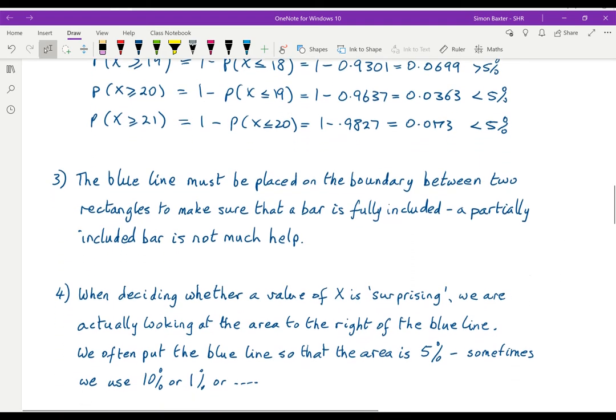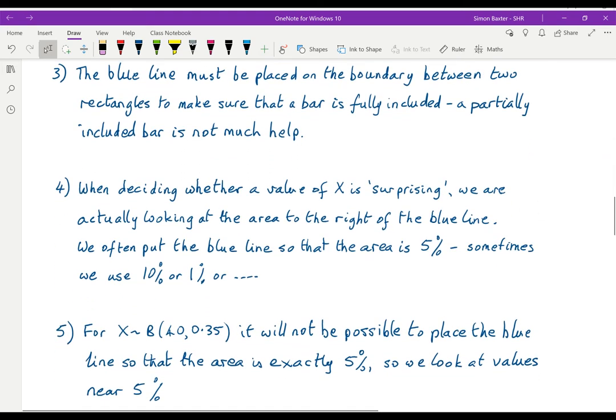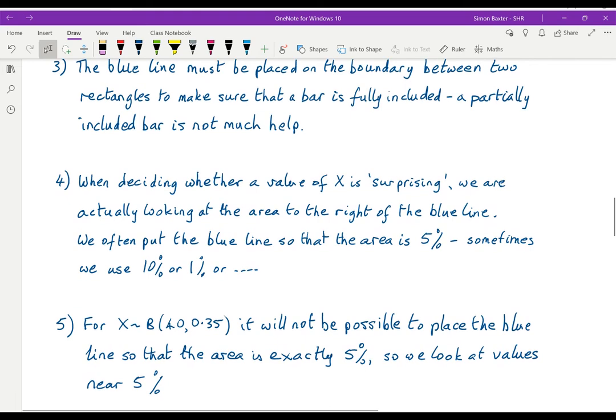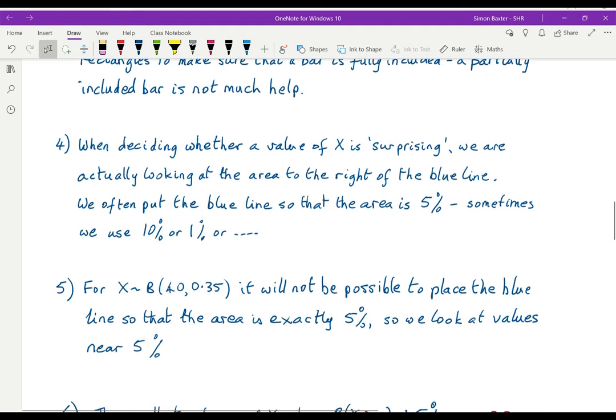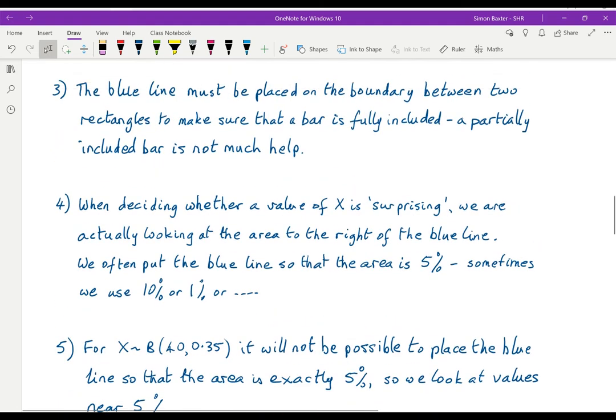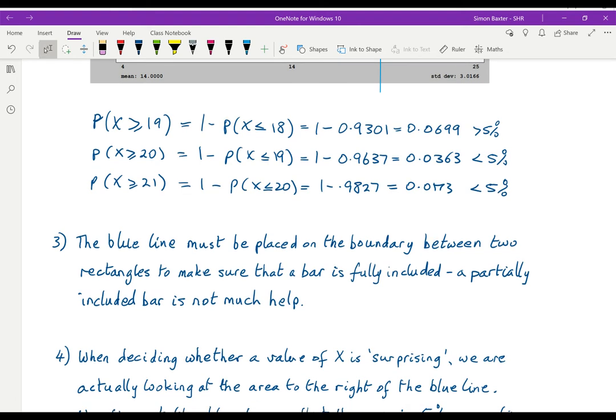But we must place the blue line on the boundary between two rectangles. We look at the area to the right of the blue line, very often choosing 5%, sometimes different. We can't get exactly 5%, so we have to look as we did here. And then we choose the number 20, because if we move down 22, 21, 20, 20 is the smallest number where we're still under 5%. When we get to 19, we go over 5%.